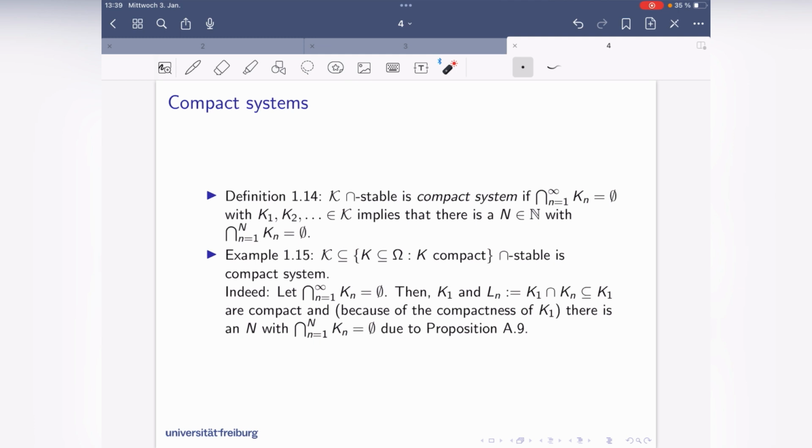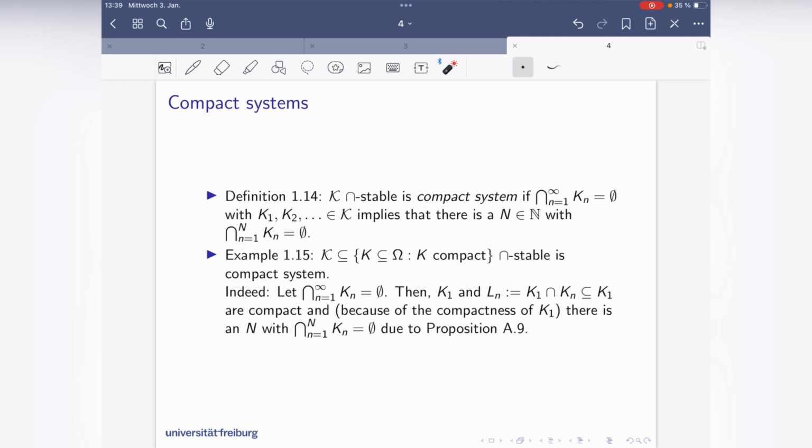That's also pretty clear from the definition actually. That's a compact system, which means, let's assume you have a set of compact sets, the intersection of which is the empty set. Then I have to see that there's already a finite big N, such that the intersection of the first N is already also the empty set. Why is that the case?